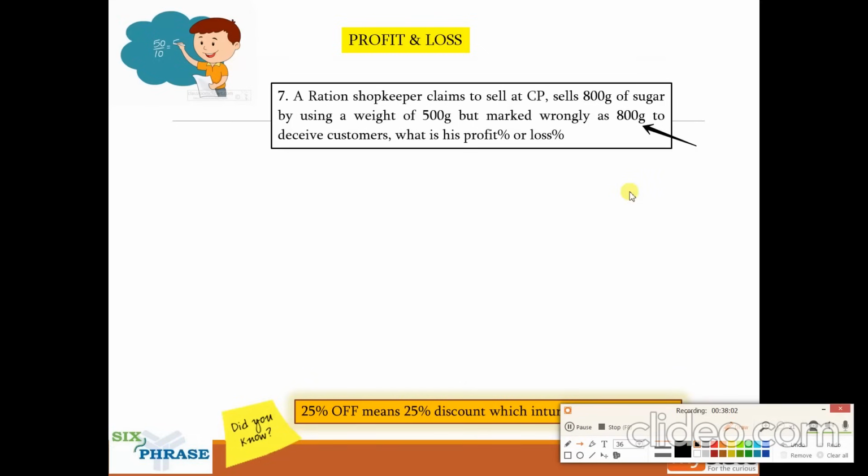So he just believes it blindly. That is how we usually do it, right? We don't go and check the weighing scale every time, we just trust them. So this is where he is trying to cheat us. The ration shopkeeper is trying to cheat the buyer. So it is marked wrongly as 800 grams to deceive customers. Yes, we know he is doing it to deceive the customers. Now, what is this profit or loss percentage? Just by understanding this question alone, you must be able to say it is profit percentage. Your answer is going to be profit percentage. What is his profit or loss percentage?